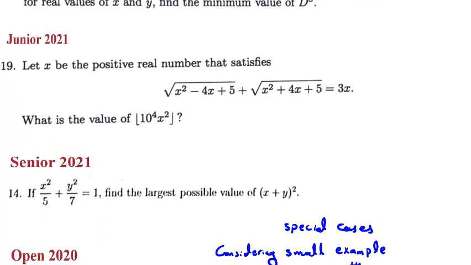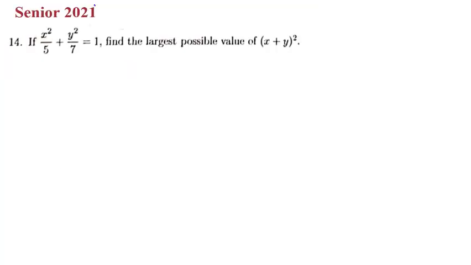I want to solve this senior 2021 because it has a condition, and most of the time the problems that have a condition are harder. So let's solve this problem. Sorry, this one is for senior 2019. So let's solve this problem. Sorry, let me correct, it is 2020. Okay, senior 2020, this problem.